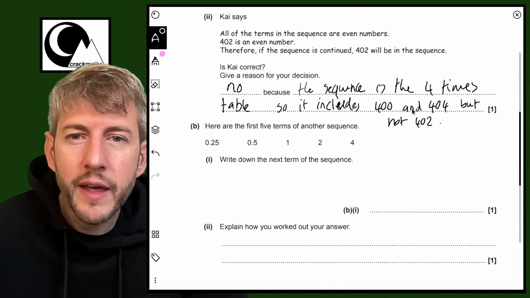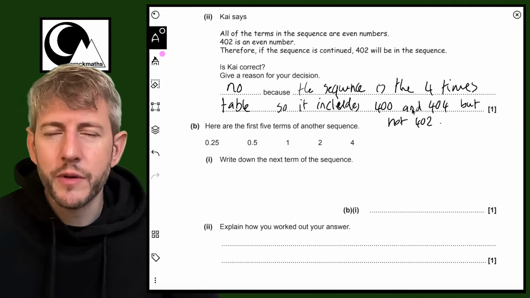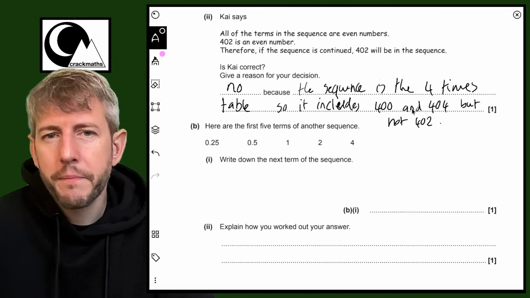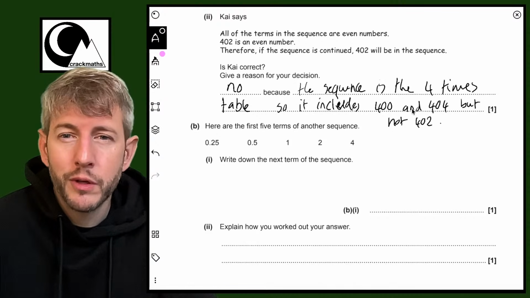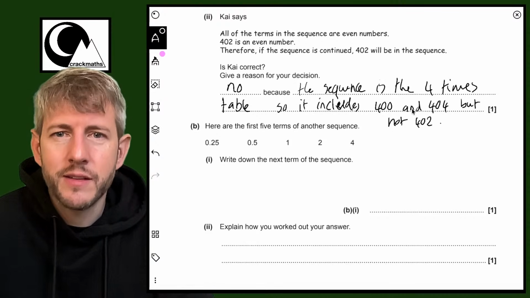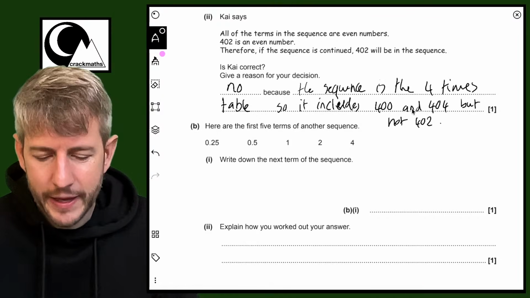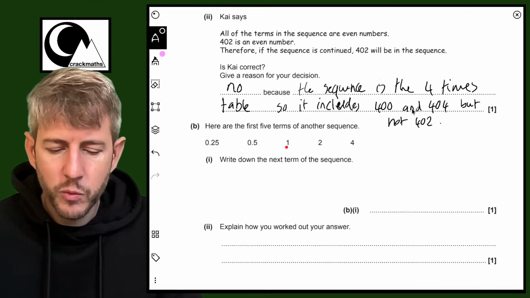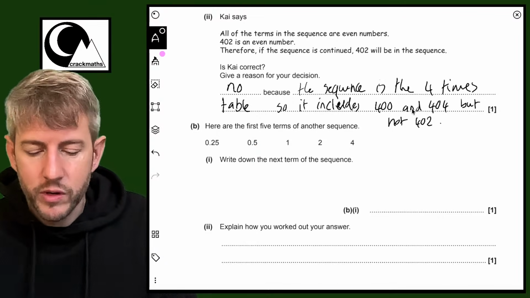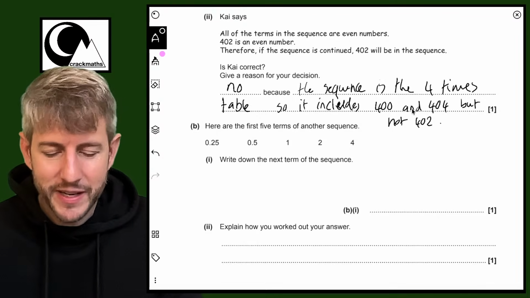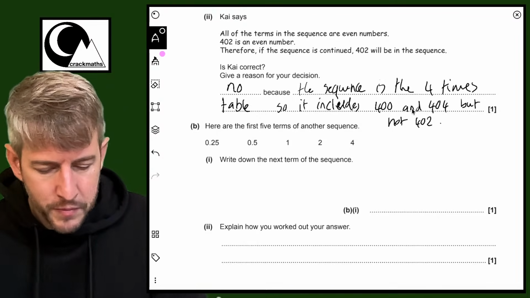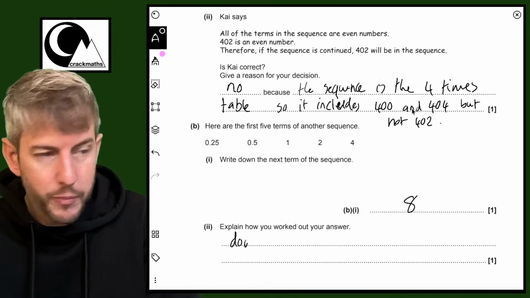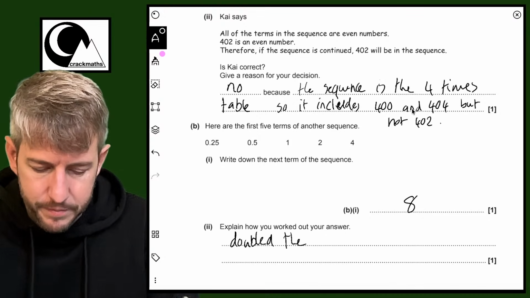Okay, right. Part B. Here are the first 5 terms of another sequence. So we have 0.25, 0.5, 1, 2, and 4. Write down the next term of the sequence. So what's happening here? So 0.25 to 0.5, 0.5 to 1, 1 to 2. So this is a doubling sequence. So each time here, the term is being doubled. Okay, so the next term will be 8. Explain how you worked out your answer. Doubled the previous term.